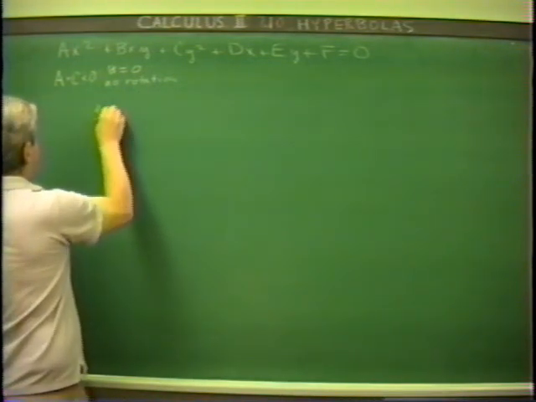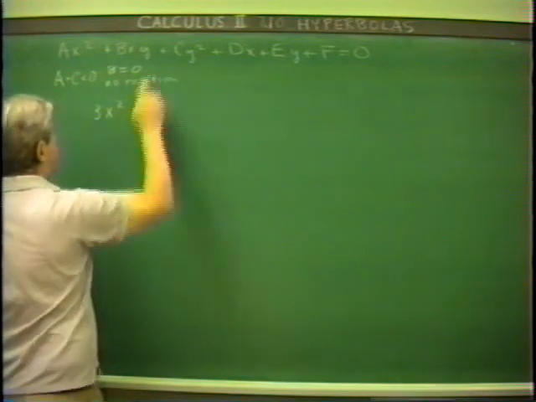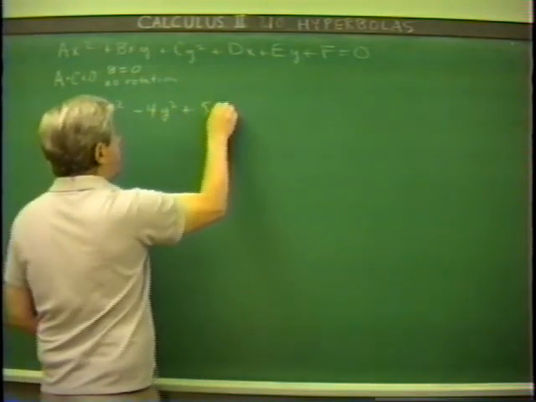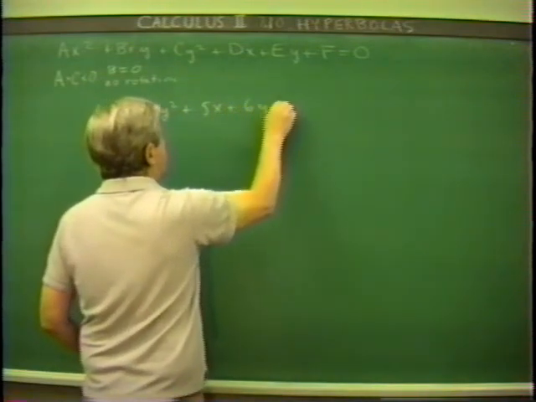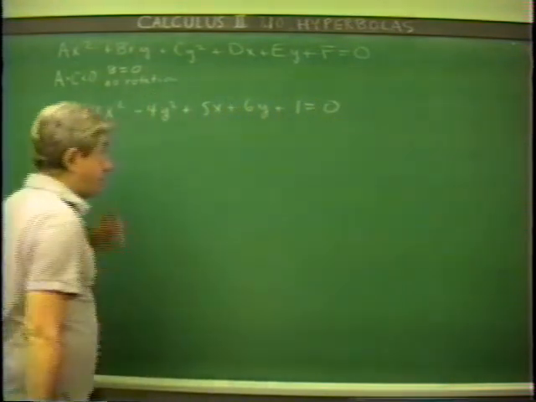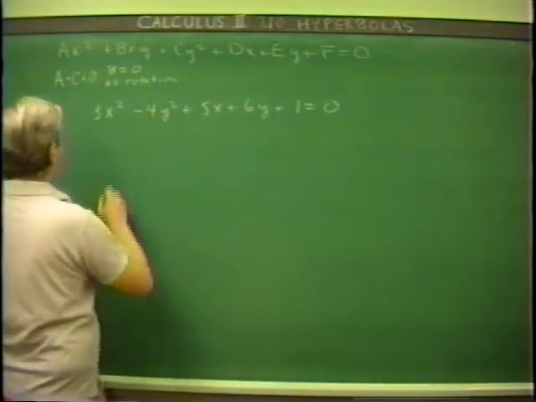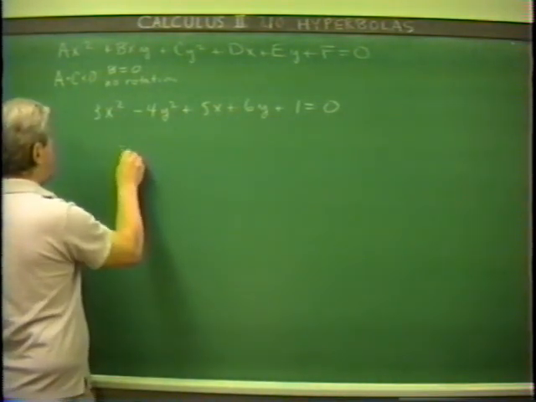So let's take a look at a specific example. Let's look at the analogous one to the ellipse that we considered. That's to say, 3x squared, now minus 4y squared, plus 5x plus 6y plus 1 equals 0. Okay?